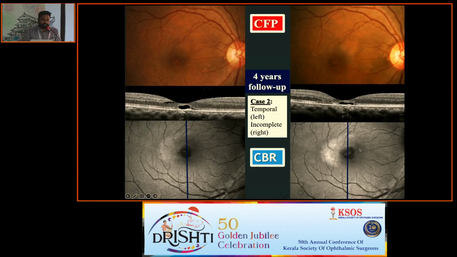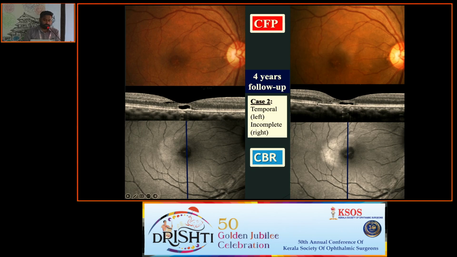This is another example which has a 4-year follow-up. At the initial visit, the patient had a predominant temporal hyperreflectance pattern. After 4 years of follow-up, the patient presented with hyperreflectance even extending nasal to that imaginary line, forming an incomplete reflectance pattern. The OCT changes show mild progression, with mild collapse and progression of the ellipsoid zone loss, extending even parafoveally.